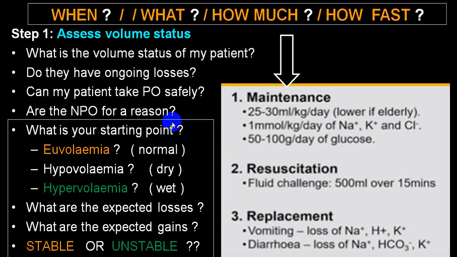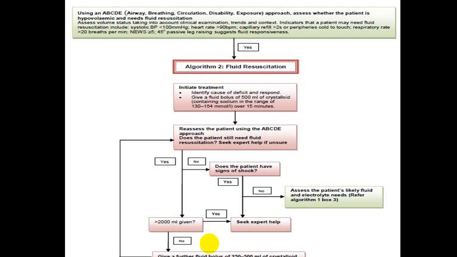So this is absolutely necessary. That is, when to give, what to give, how much to give and how fast to give will be decided by all these factors. And in that you will decide whether it is resuscitation, or whether it requires maintenance, or maintenance plus ongoing losses, which we call replacement.